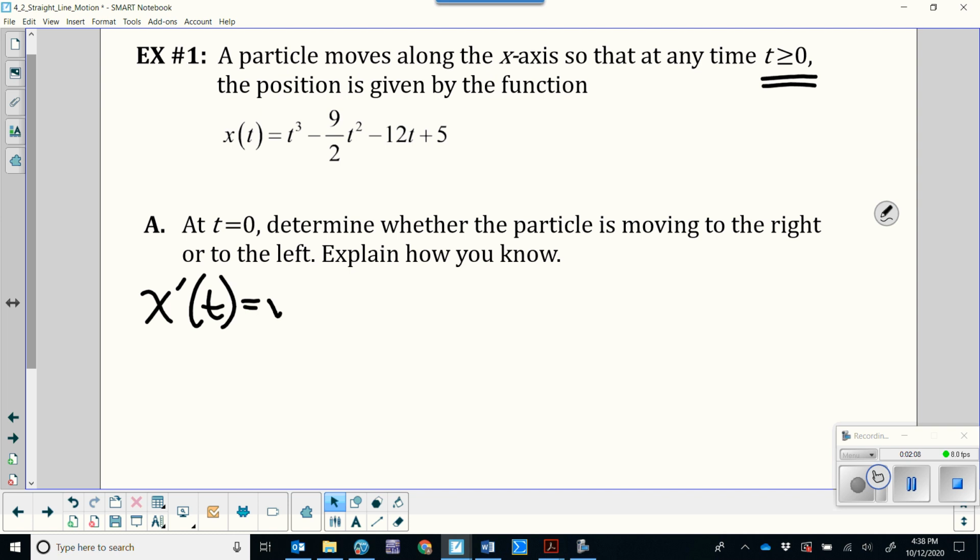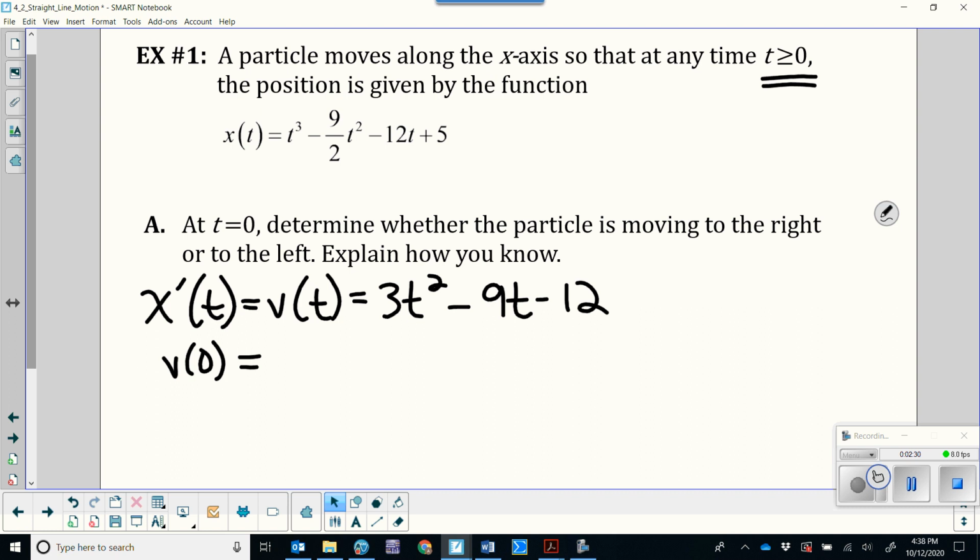So x prime of t equals v of t. Now I've just shown someone that I'm aware that the derivative of the position equation is the velocity. And then I go ahead and do my derivative. Then I need to find out what is happening at t equals 0, because positive velocity means it's moving to the right, negative means it's moving to the left. And they told us it's moving on the x-axis, so that's how we know right or left and not up or down.